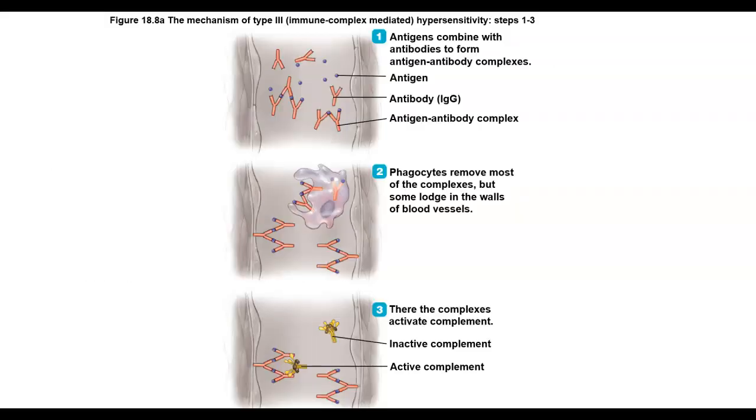Here's your mechanism. The immune complex mediated type hypersensitivity. It says antigens combine with antibodies to form antigen-antibody complexes. The antibodies in this particular case are IgG. Phagocytes remove most of the complexes, which is the way phagocytes work, but some of them lodge in the walls of the blood vessels. As they lodge in the walls of the blood vessels, complement comes along, comes in contact with this, holds onto it and becomes activated.